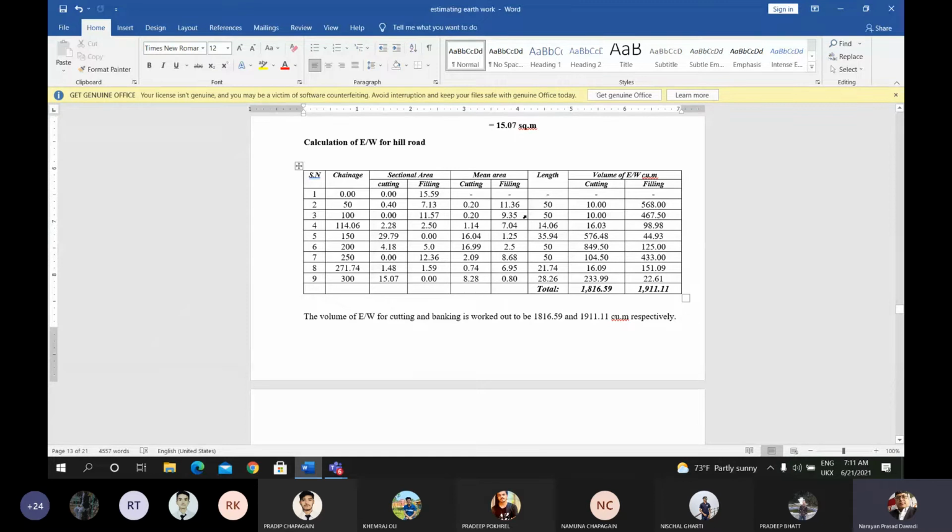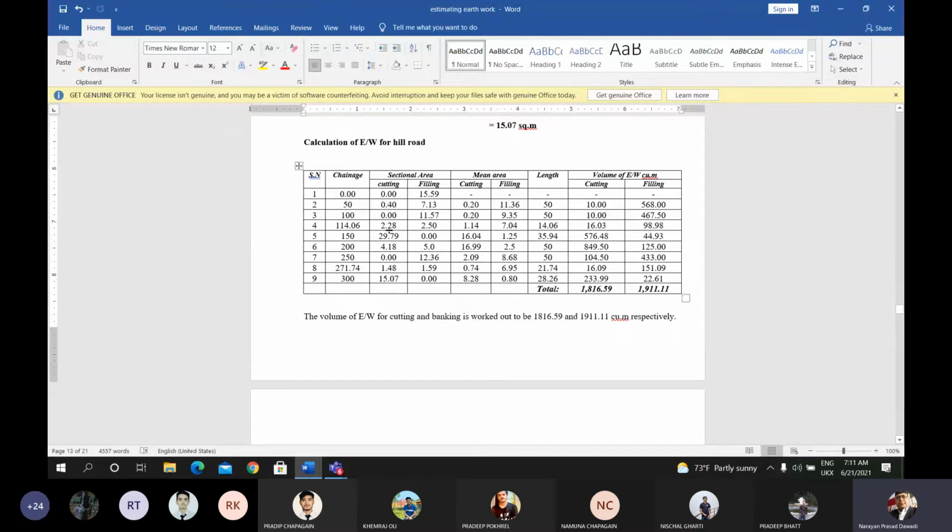Now mean section area, for cutting 0 and 0.40, the mean area will be 0.20. For filling 15.59 plus 7.13, mean will be 11.36. For 0.40 and 0.20, the mean will be 0.20. Okay, for 7.13 and 11.57, mean area will be 9.35.